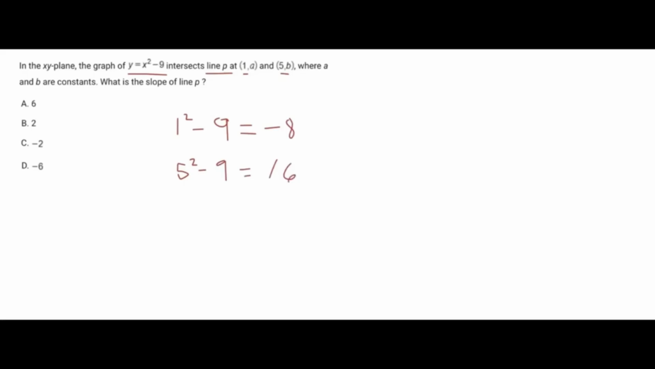But they want to find the slope of line P. So that's just rise over run, or change in y over change in x. Our change in y is from negative 8 to positive 16, so that's a difference of 24. And so 24 will go on top for our change in y. Now our change in x is between 1 and 5, so that's a change of positive 4. So ultimately our slope is 6, and so our answer choice is letter B.